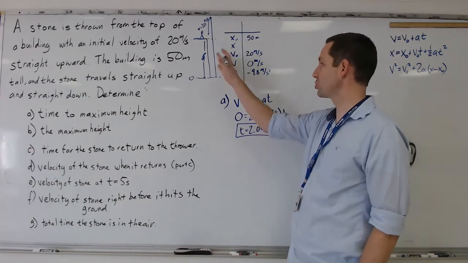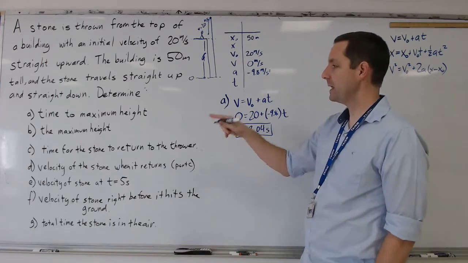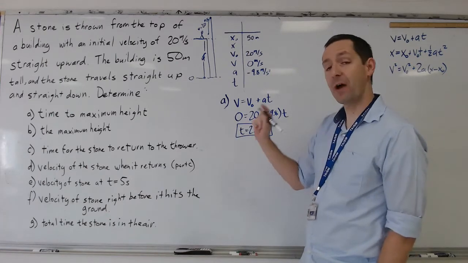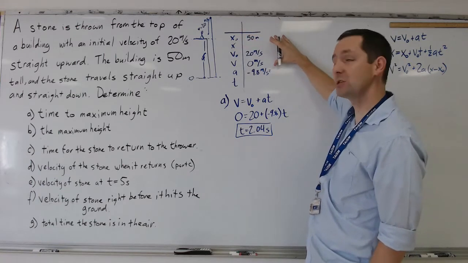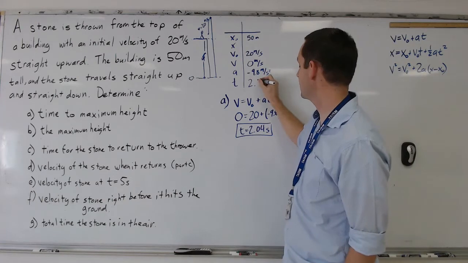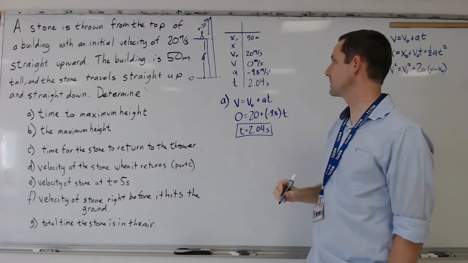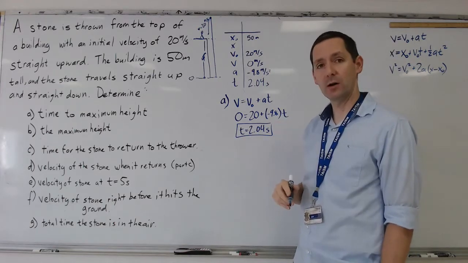All we had to do was draw a picture and create the table. Now we're ready to move on to letter B. Now letter B is the maximum height. So to find the maximum height, I can still use the same initial and final conditions. So I can still use this data right here. But instead of just having T, I also have the T, which is now 2.04 seconds there. And so now I can use any equation I want to be able to solve for x.